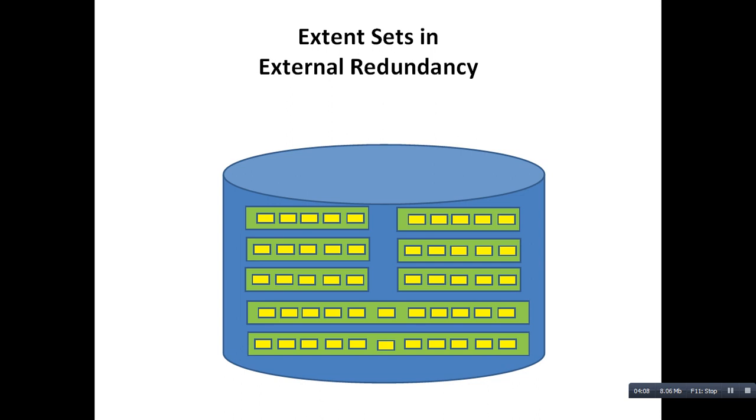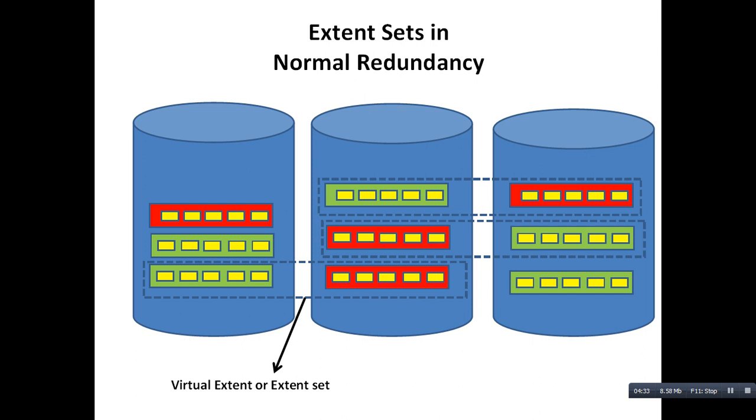In an external redundancy disk group, we have only one physical extent in an extent set. In external redundancy we don't have any failure groups, and hence there will not be any mirroring at the disk group level. So in this case, we only have one physical extent for an extent set, whereas in normal redundancy we have two failure groups. Hence we'll have two physical extents as part of one virtual extent, or extent set.